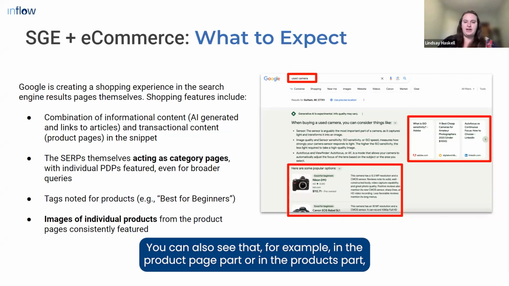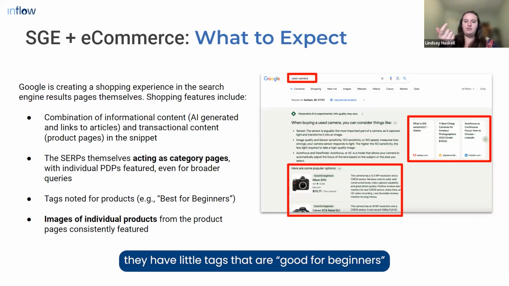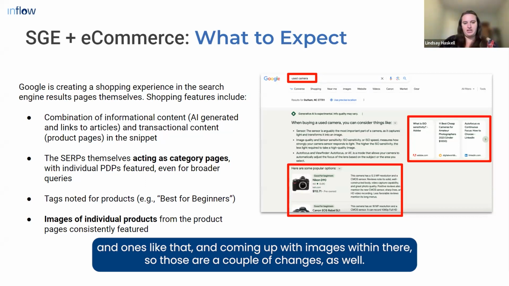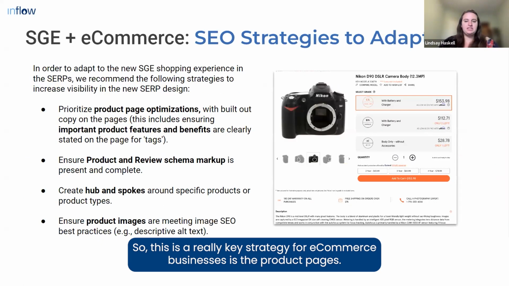You can also see that, for example, in the product page part or in the products part, they have little tags that are good for beginners and ones like that, and coming up with images within there. So those are a couple changes as well. So this is a really key strategy for e-commerce businesses, is the product pages.